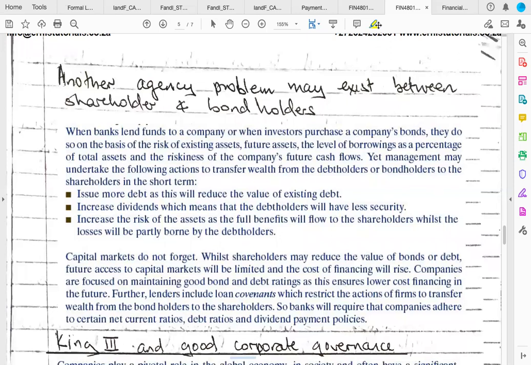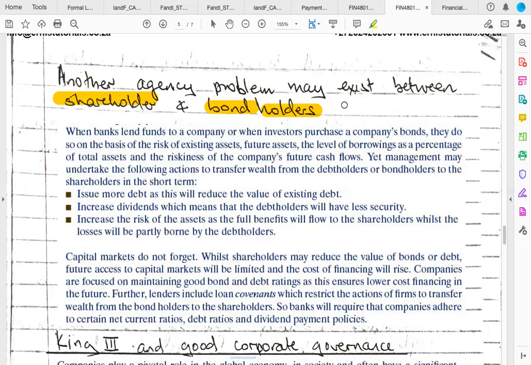So that might also push them to act in the best interest of the company and the shareholders, reflected by the share price. And then the agency problem just doesn't apply between managers and shareholders. The agency problem can also exist between shareholders and bondholders.